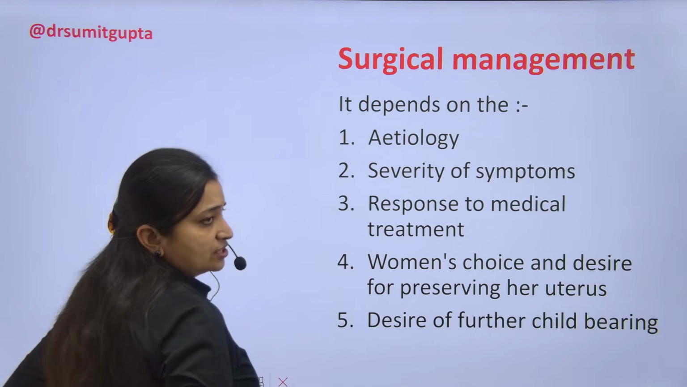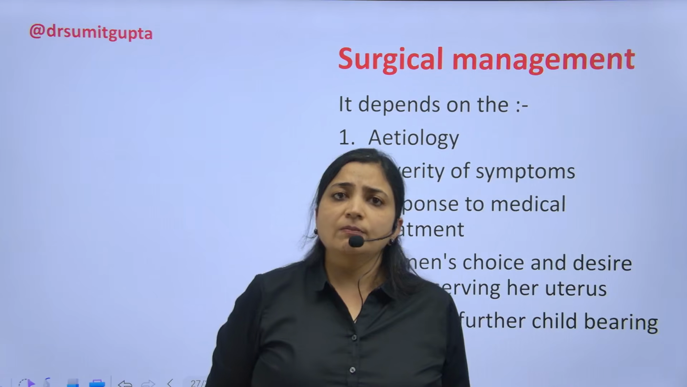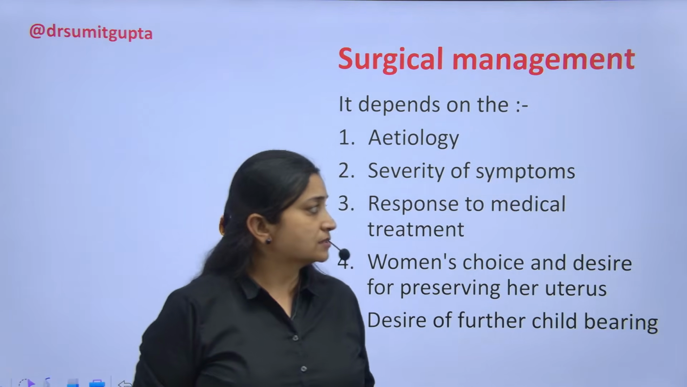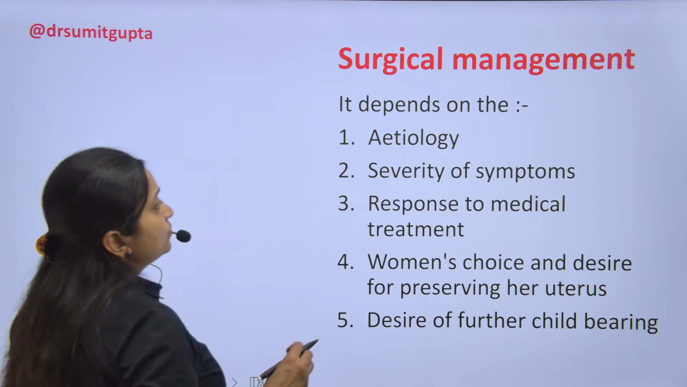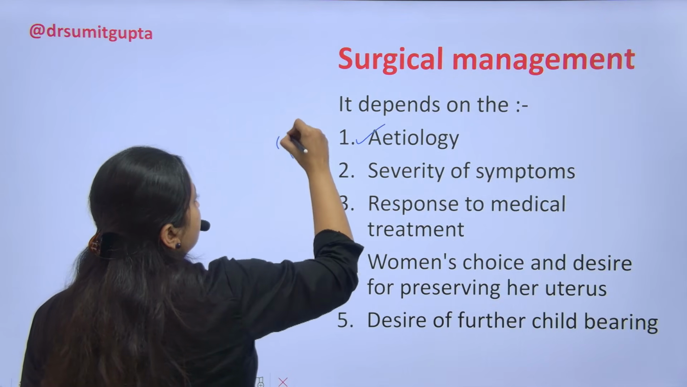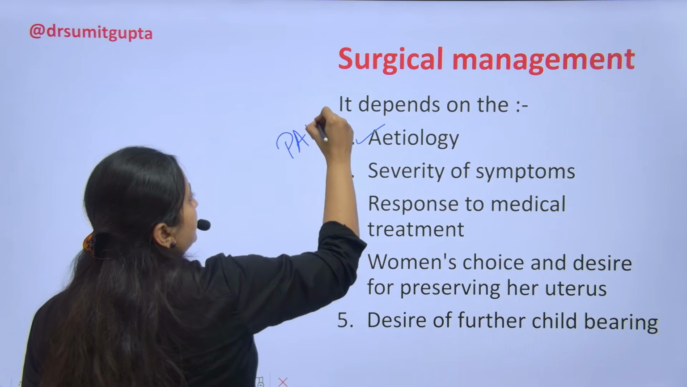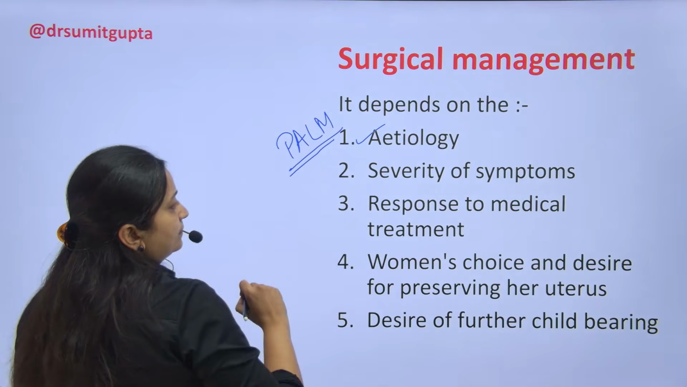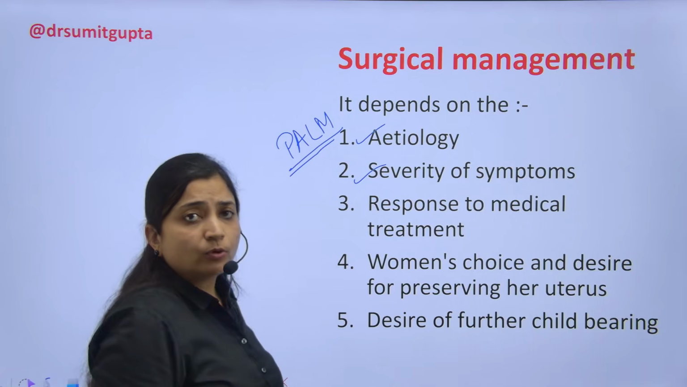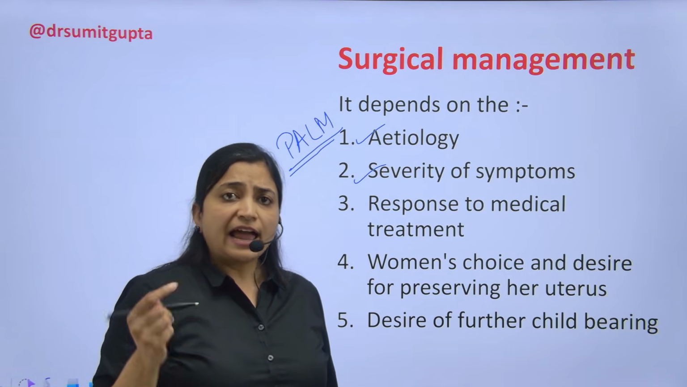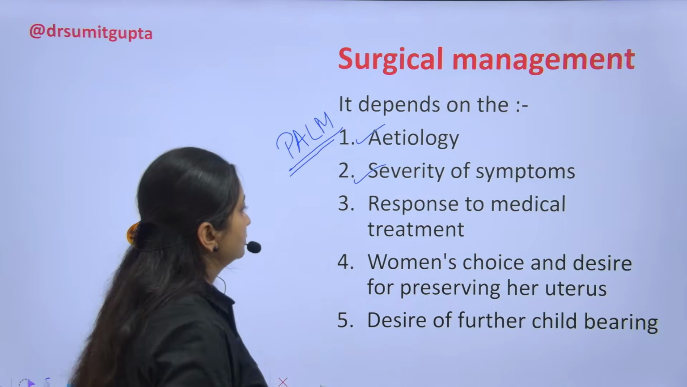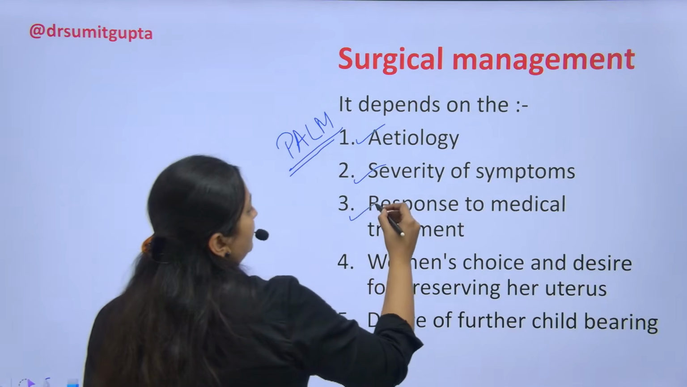Now comes the surgical management. This was all about the medical management, how to proceed with the non-structural causes. Surgical management, how do we decide? Basically on the etiology. If it is a structural thing like PALM, treat the specific etiology. Then severity of the symptoms, whether it is disturbing the quality of life of the patient and we need to go for a treatment right now or we can wait for the menopause. Then response to the medical treatment.